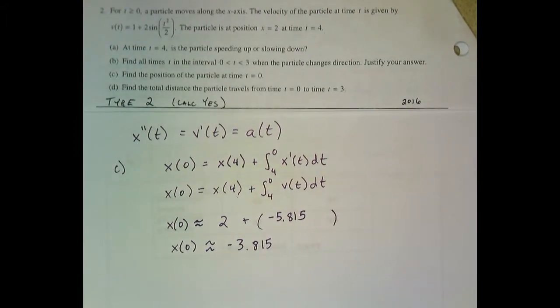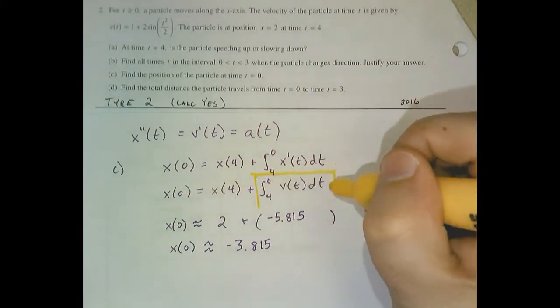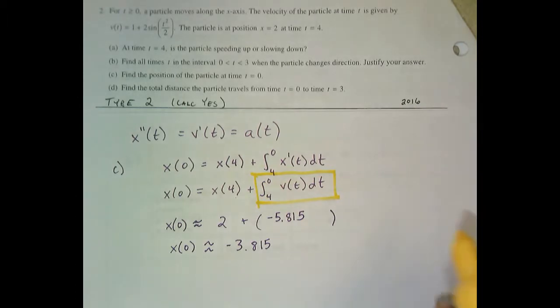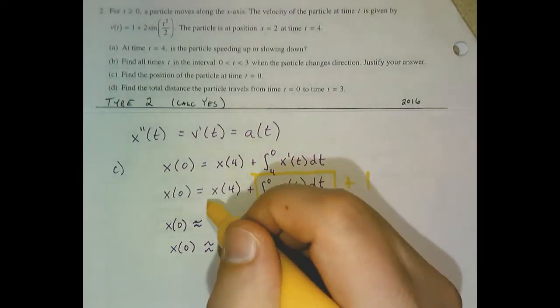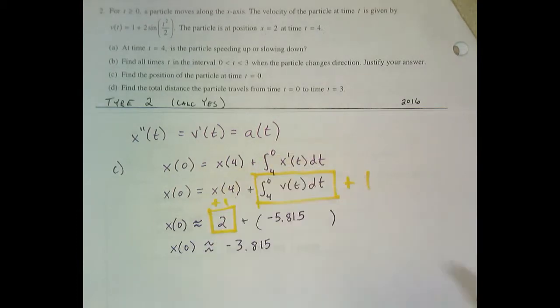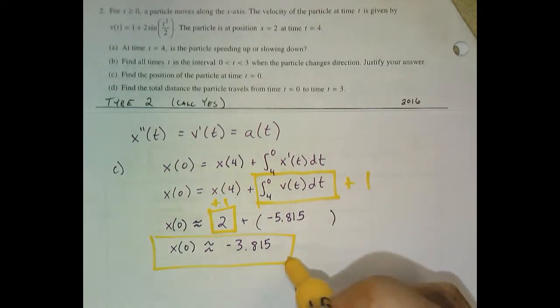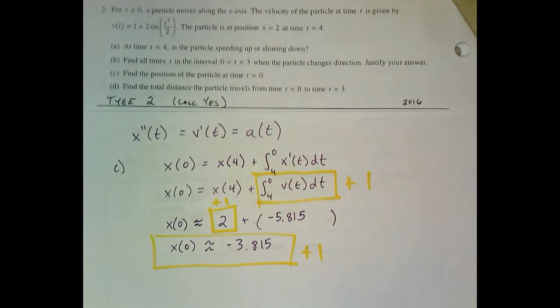This is worth 3 points. 1 point if you knew you were supposed to integrate the velocity function. 1 point if you knew you were supposed to use the initial condition. And then 1 point if you arrived at the final position, or the position at time 0, I should say.